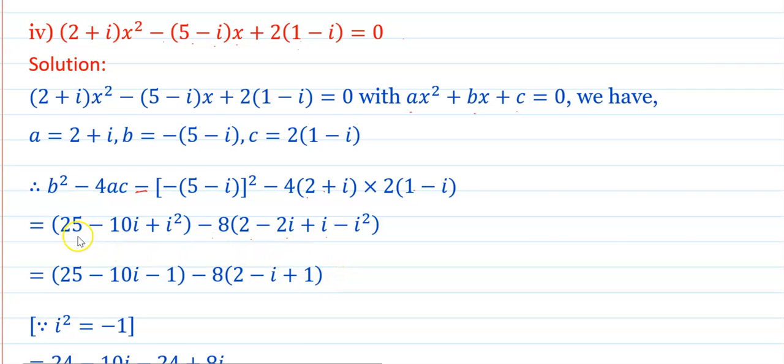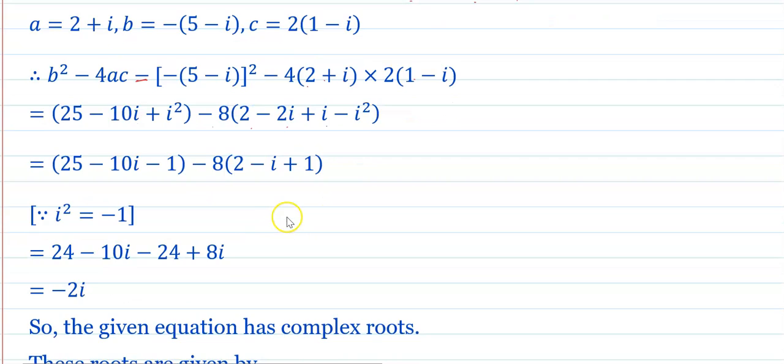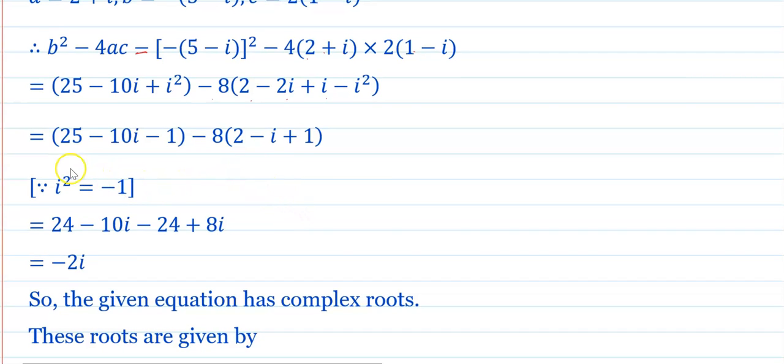Okay. Next, 25 minus 10i, i square is minus 1. Minus 8, 2. Okay. Now minus 2i plus i, minus i. i square is minus 1, minus minus, that will become plus 1. 25 minus 10i, minus 1. Minus 8 in bracket 2, minus i plus 1. Okay, put a normal multiplication here. What is that? 25 minus 1, you will get 24 minus 10i.